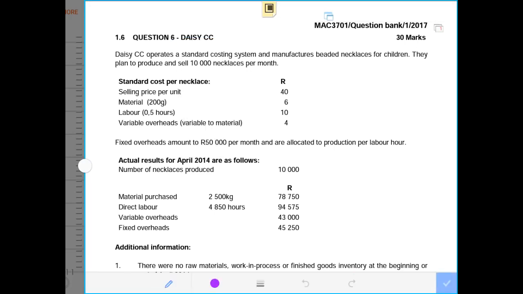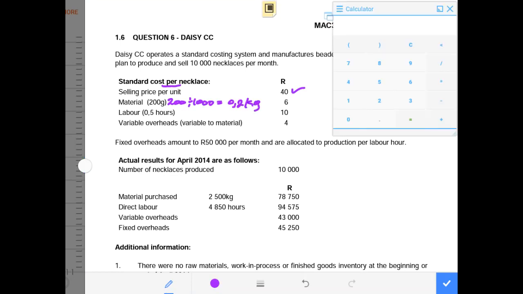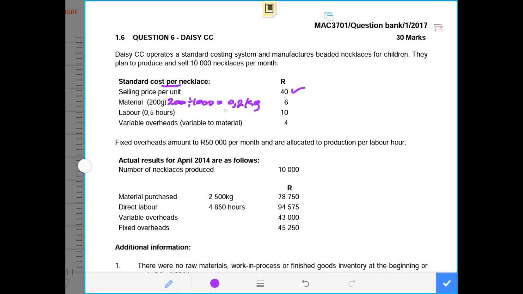Under standard information, we are given the selling price, which is per unit, which is per necklace, the selling price being 40 rand. And we are given material in grams, which is 200 grams, and the cost per unit still remains 6 rand. And I would like to convert this into kgs because it is easy to work with kgs. So if I want to convert this into kgs, it will be 200 grams divided by 1000, which gives us 0.2 kgs, meaning we need 0.2 kgs to complete one unit of a necklace, or we need 200 grams to complete one unit of necklace. Either way you call it, it does not matter.